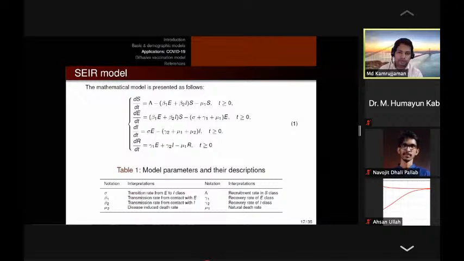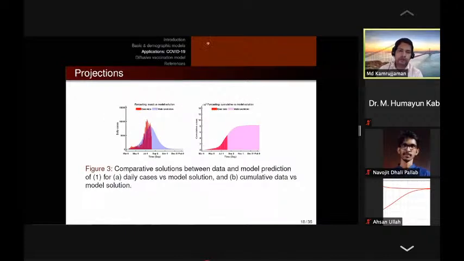we are just going to consider one of the states of the USA. This projection shows one of the states of the USA. And in this figure 3, there are left and right diagrams. The left diagram shows the daily cases, and the right-hand diagram shows the total cases, or you can also say the cumulative cases.